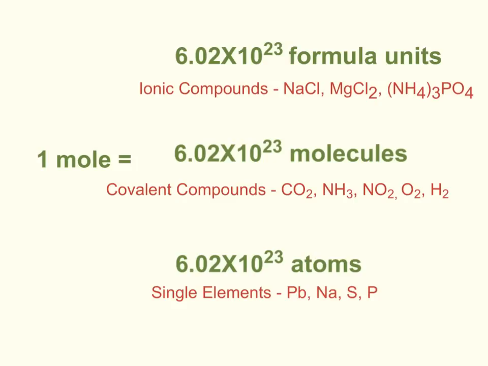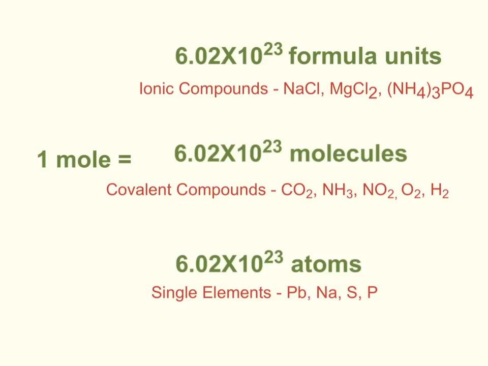6.02 times 10 to the 23rd formula units will represent ionic compounds. Remember, an ionic compound is when you combine a metal and a nonmetal, or a cation and an anion. Some examples of ionic compounds are sodium chloride, magnesium chloride, and ammonium phosphate.